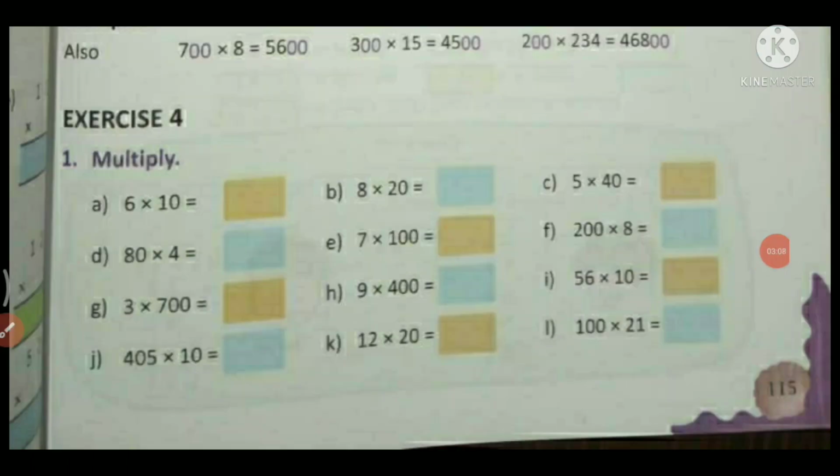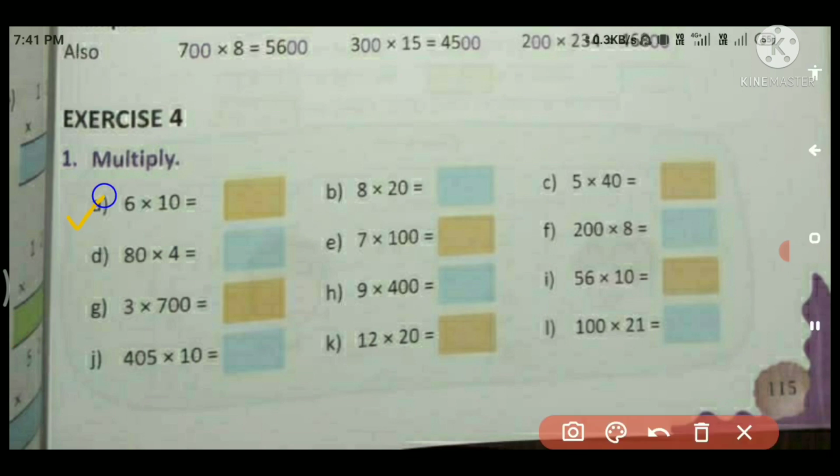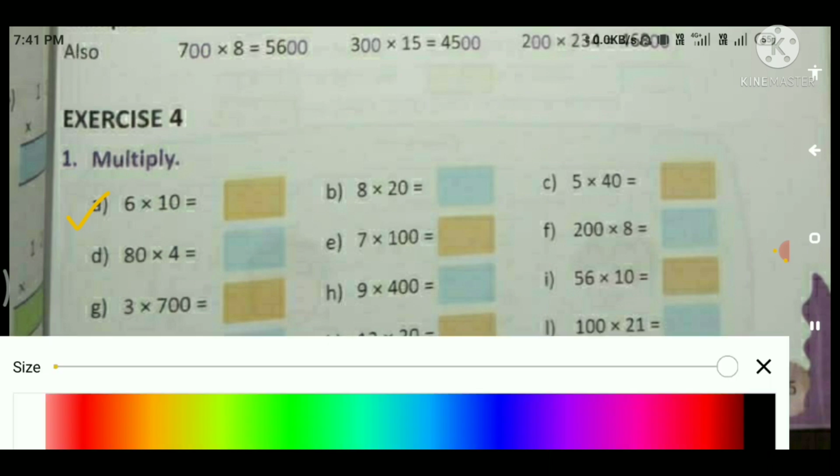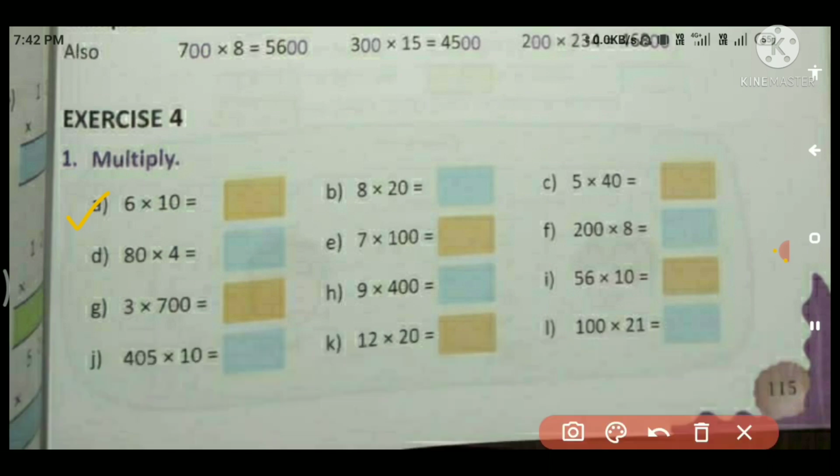My dear students, now see page number 115, exercise 4, question number 1. Here in the first one, we need to do multiplication. Now see, 6 and 1 are there. So 6 into 1 will be how much? 6, right? And we'll put one 0 because this has only one 0. First of all we'll do the multiplication of the numbers, then we'll simply add the zeros.